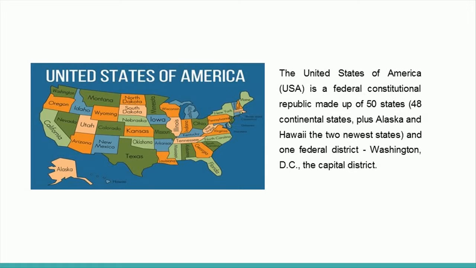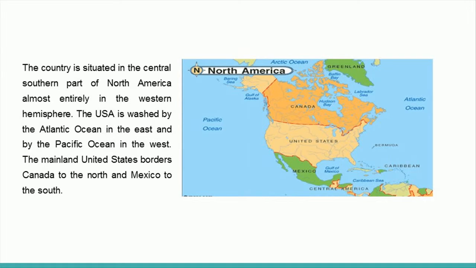Let us start. The United States of America, USA, is a federal constitutional republic made up of 50 states, 48 continental states, plus Alaska and Hawaii, the two newest states, and one federal district, Washington, D.C., the capital district. The country is situated in the central southern part of North America, almost entirely in the Western Hemisphere. The USA is washed by the Atlantic Ocean in the east and by the Pacific Ocean in the west. The mainland United States borders Canada to the north and Mexico to the south.